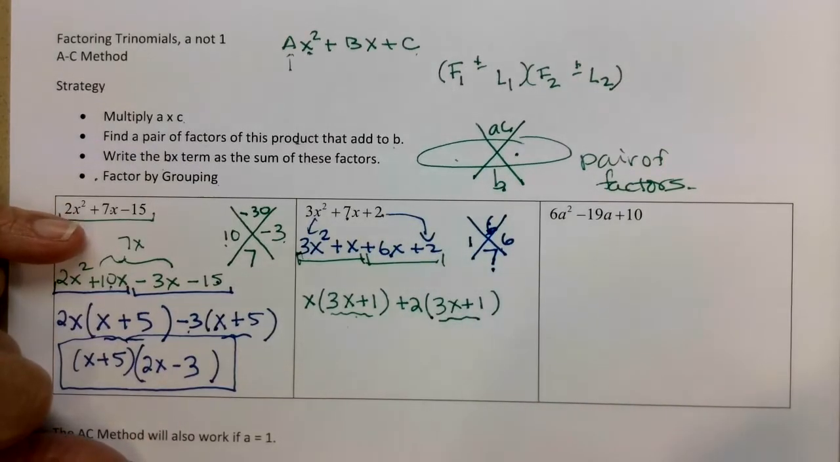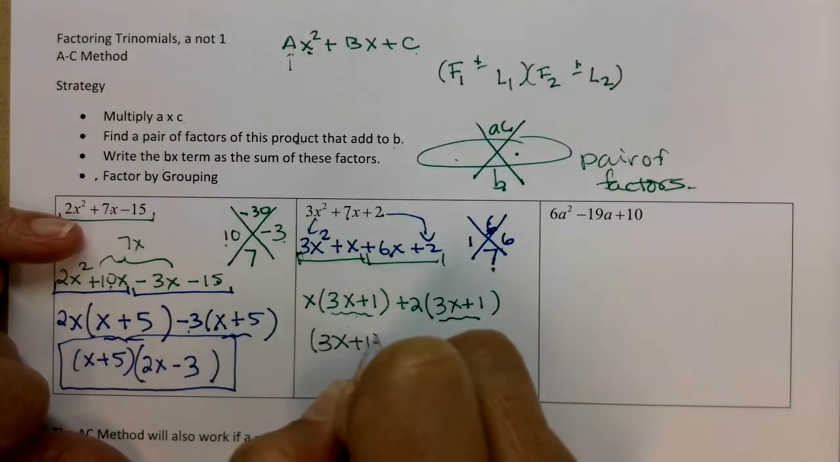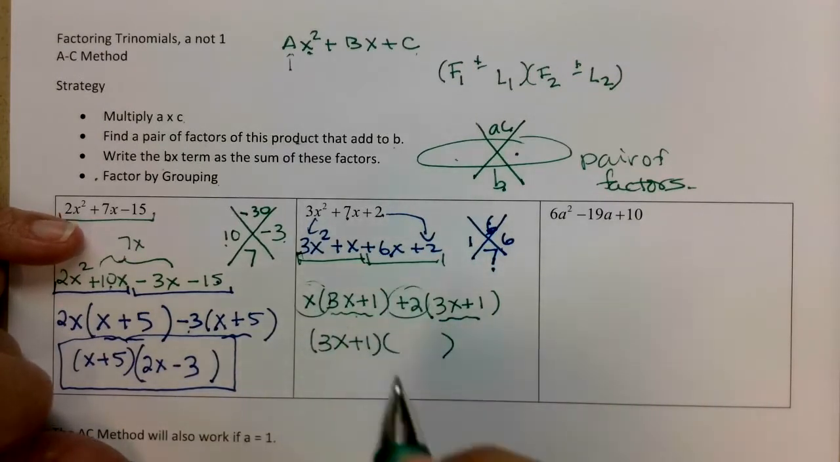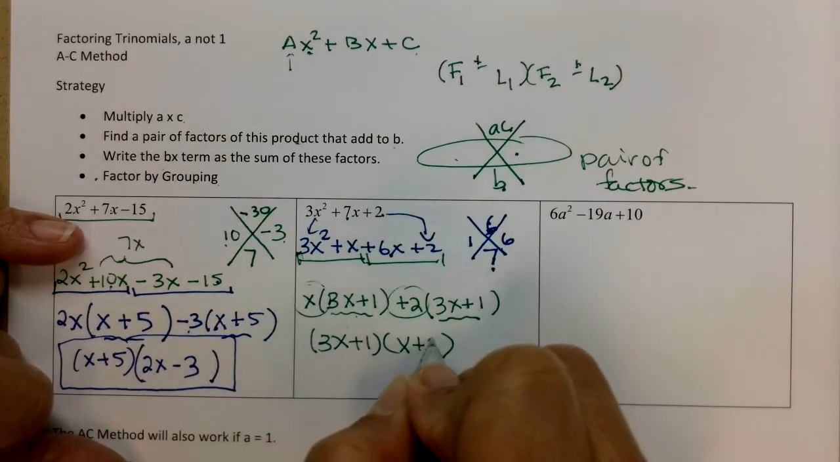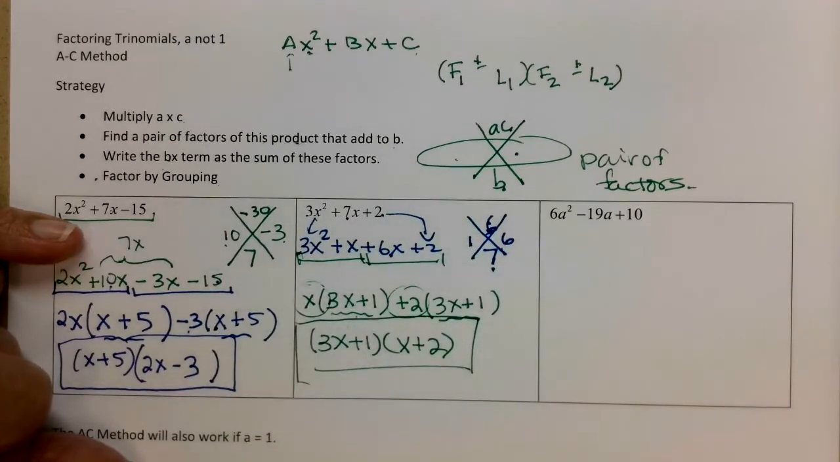Factor by grouping only works if those two are the same. Go ahead and factor that out, 3x plus 1. And then the second set gets those common factors that you took out, so x plus 2. If you want to pause and try this last one.